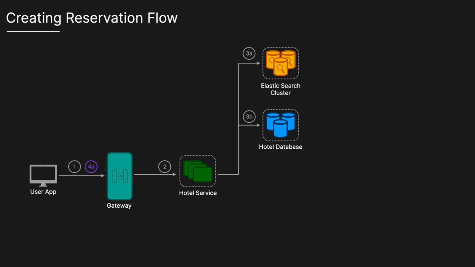Next, the user will then select a hotel and room type from the search results and initiate a reservation process. So the user will send a POST request to the reservation service to create a reservation with the relevant parameters, including an idempotency key, for instance, a UUID, which is a unique key to handle retries and prevent duplicate bookings.